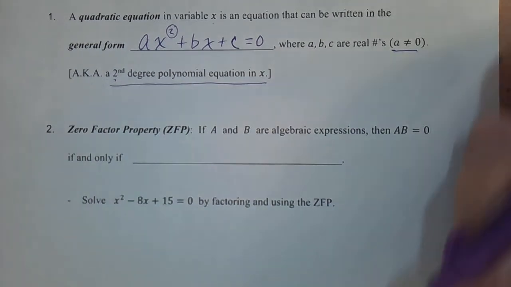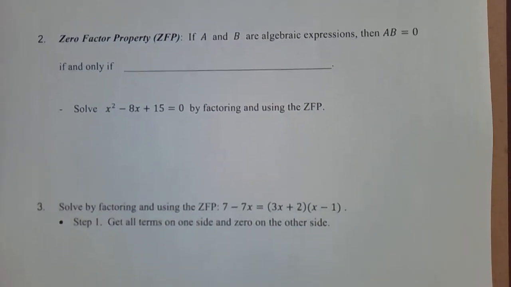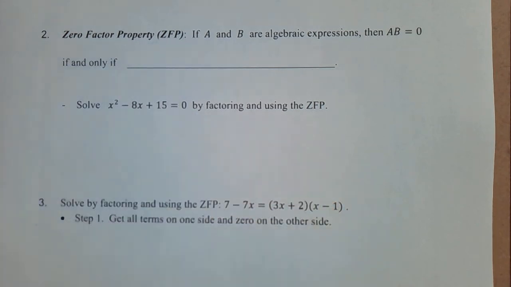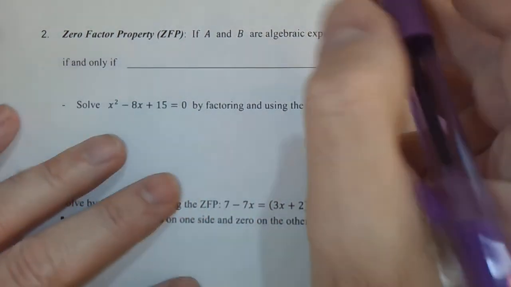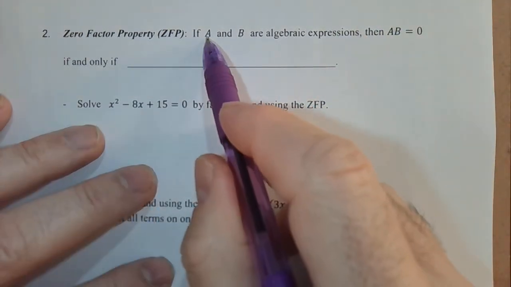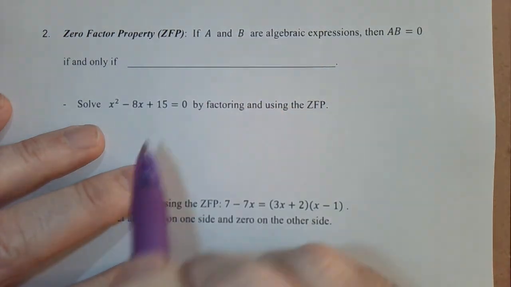All right, well, one thing, you may not know it by this name, I'm sure you've used this before. It's the zero factor property that I'll refer to sometimes as ZFP. If a and b are algebraic expressions, which means they could be numbers, or they could be like x plus 5, b could be 2x plus 2, something like that.